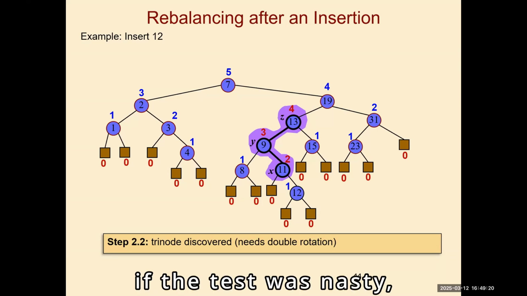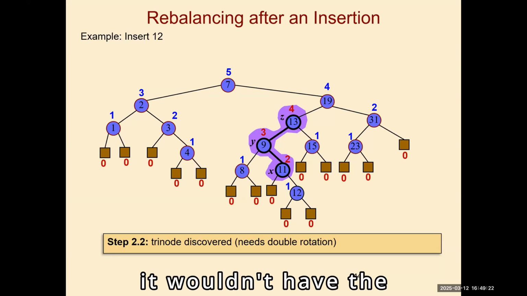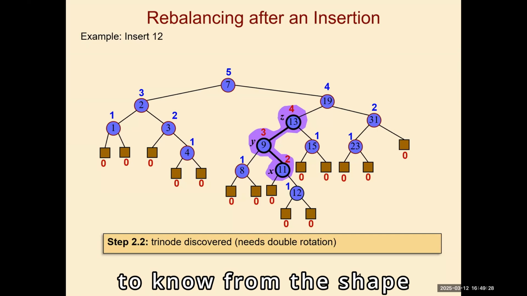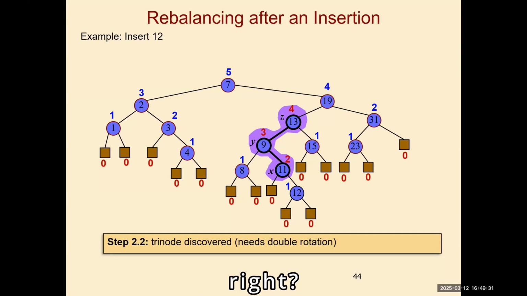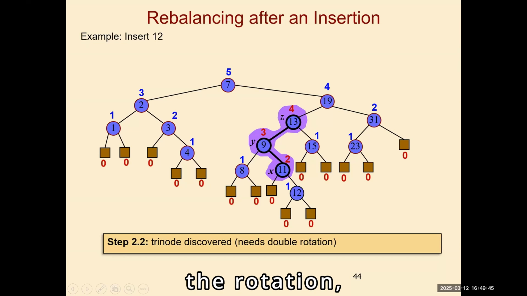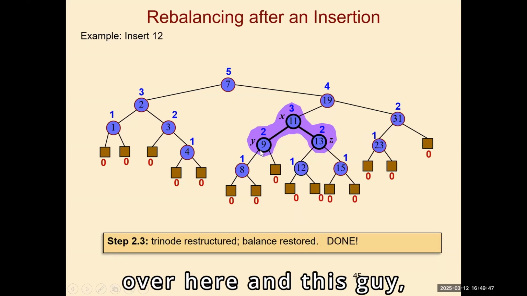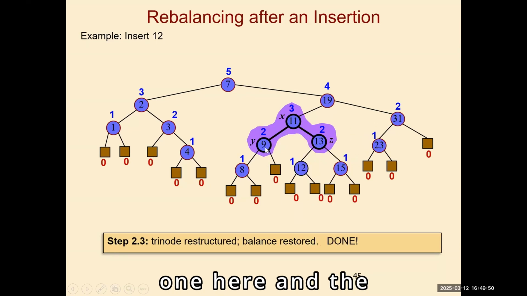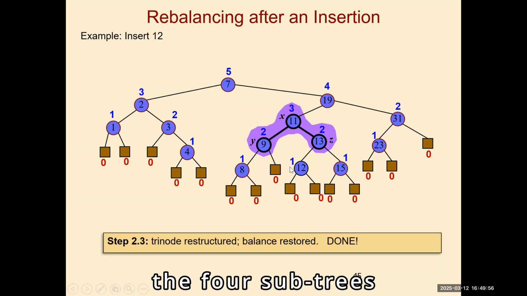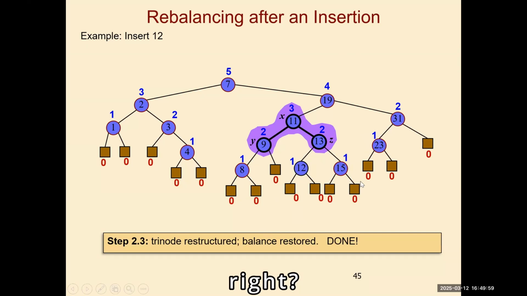Now, if the test was nasty, it wouldn't have the values 13, 9, and 11. So you would have to know from the shape which ones were the biggest ones, right? I'm not sure we're that nasty, but it's possible. So you would say, from the shape, this guy's the biggest and this guy's the smallest, right? So when you do the rotation, you put the biggest one here and the smallest one here, right? And then you have the 4 subtrees which hang off, right?